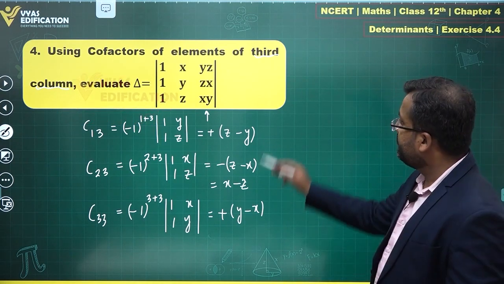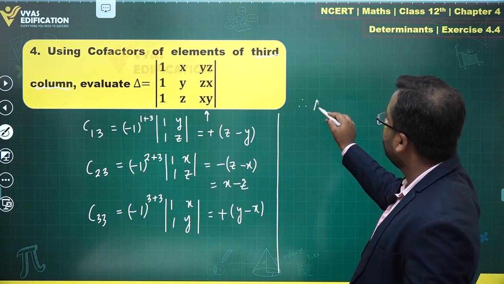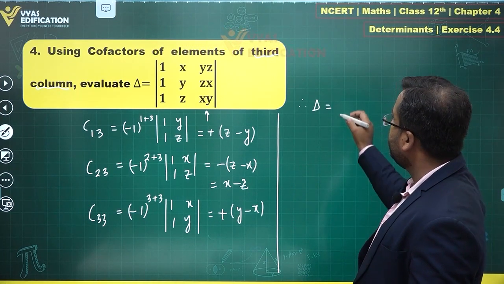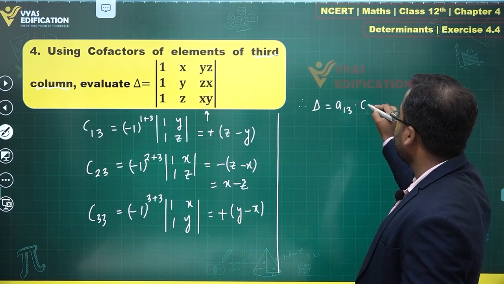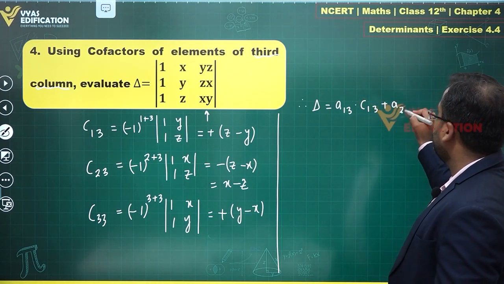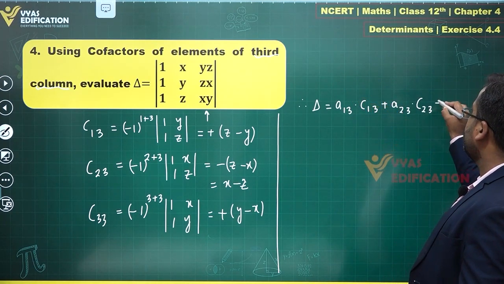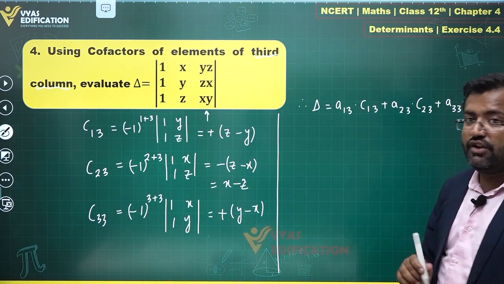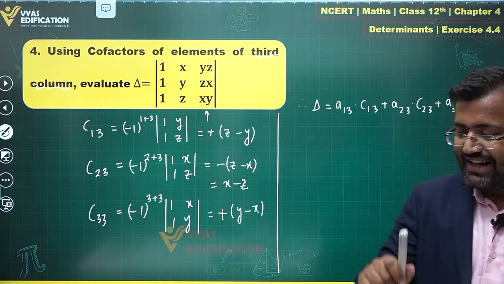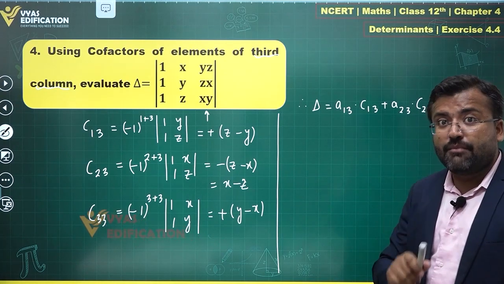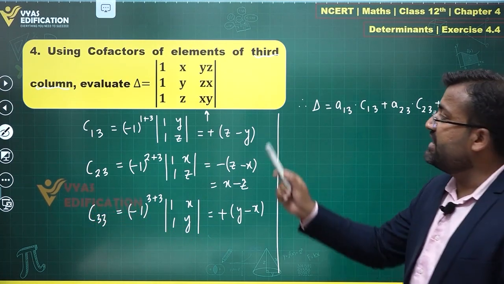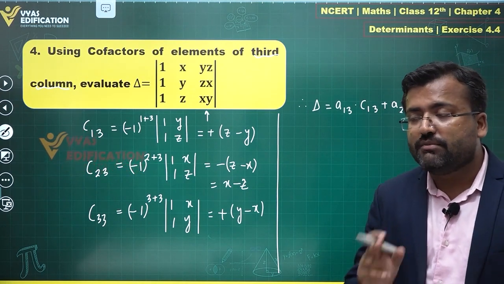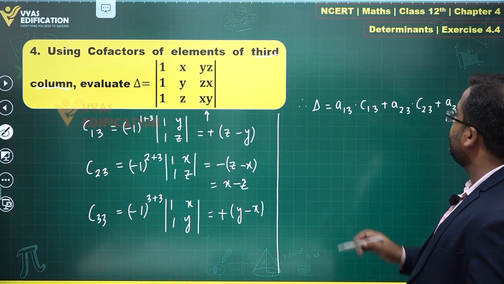So therefore delta will be equal to, along the third column, A13 times C13 plus A23 times C23 plus A33 times C33. This is the value of the determinant, because the sum of products of elements with their corresponding cofactors of any row or any column is equal to the value of the determinant.